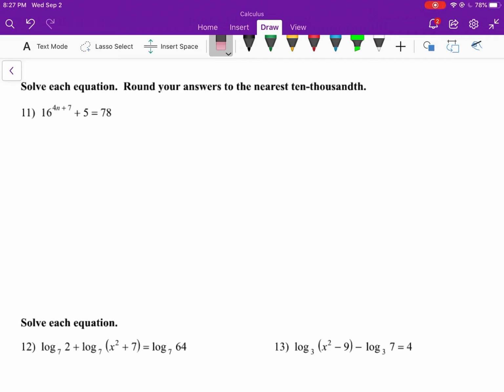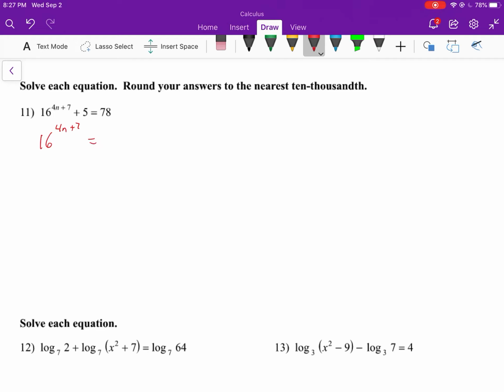For number 11, it says solve each equation, round your answer to the nearest 10,000th. So for this one, when we have an exponential, we want to isolate the exponential. And so we would subtract 5 from both sides. So if we subtract 5 from both sides, we would get 16 to the 4n plus 7 equals, and subtracting 5 from each side would give us 73.